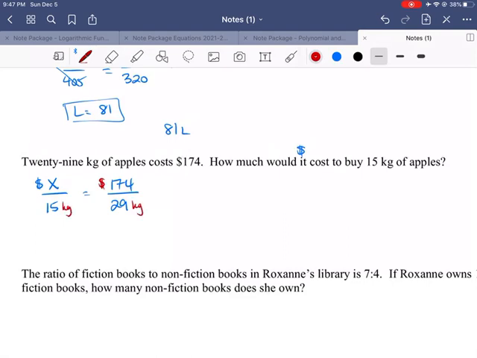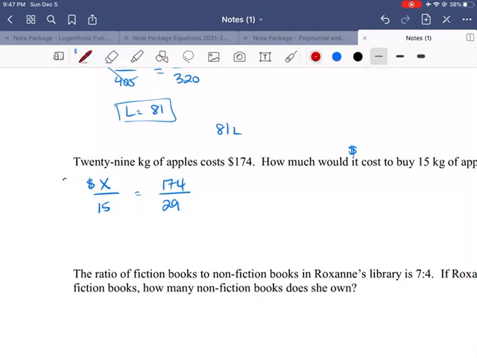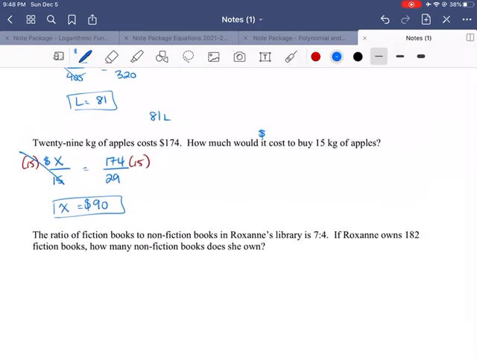Now these are units, they're not variables. Don't get confused with if something's a variable. So typically when we're working out stuff, we don't use the units in the calculations. So we want to get the X number of dollars, so we're going to multiply each side by 15. So the X number of dollars is going to work out to 90. That's 174 multiplied by 15 divided by 29. All right, one more example.